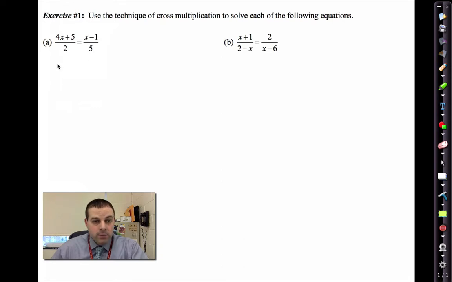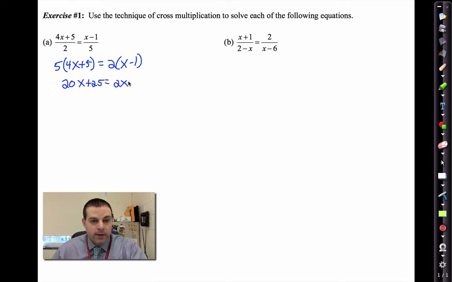Now when you set this up correctly, keep in mind, and you don't necessarily have to write this particular part out, we do have a binomial in play on both sides. When you multiply a monomial through a binomial, keep in mind that distributive property will always be in effect. So when we distribute, we get 20x plus 25 equals 2x minus 2. Now keep in mind when you cross multiply, it doesn't matter which cross you do first as long as they are both done correctly. Now in this particular problem we see here we have x's on both sides.